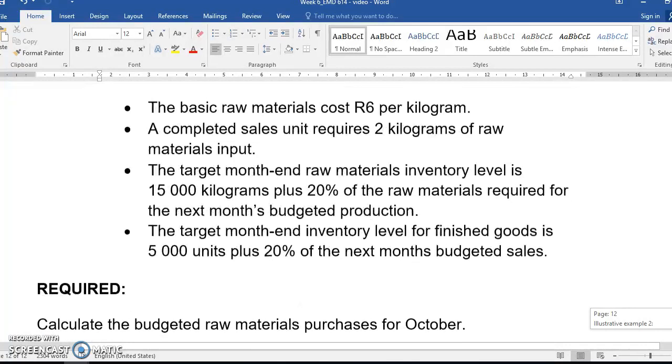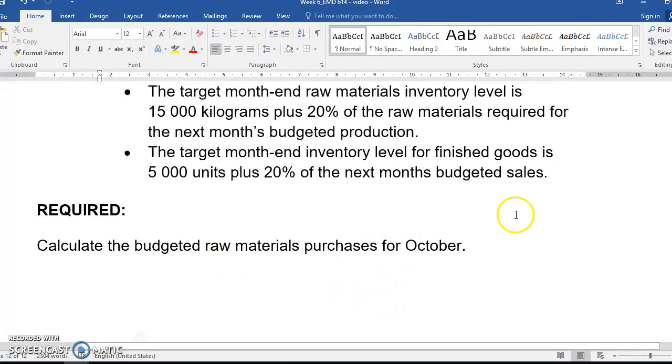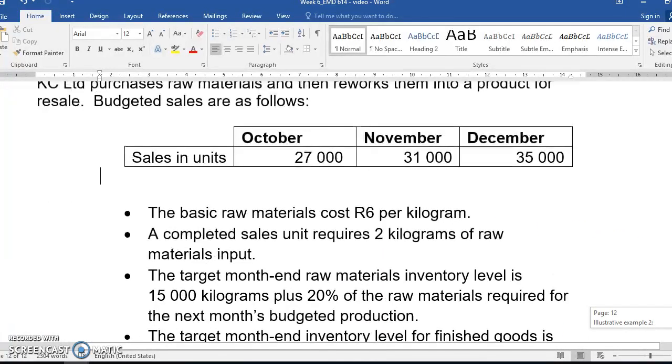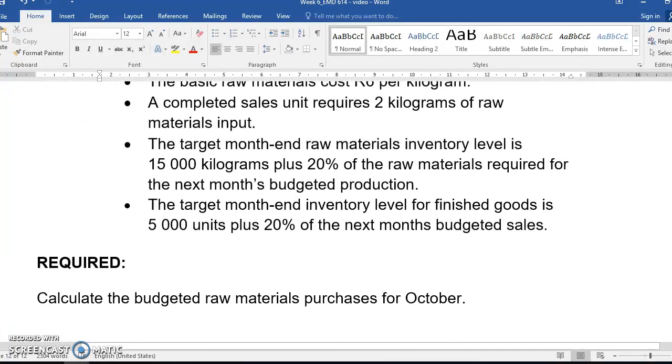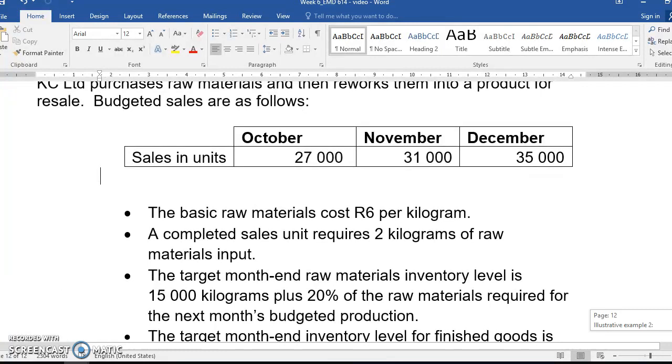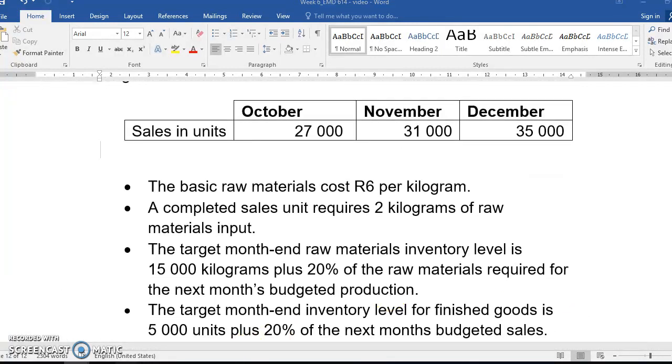The required ask is to calculate the budget of raw materials purchases for October, and this company was KC Limited. A reminder again that the process is typically we find out what sales demand is. Once we know what sales demand is, we will know how much production we need to meet that sales demand. And then once we know how much production we need, we'll know how much raw materials we need to meet the production. And that effectively will be the raw material purchases. I'm going to just show you the solution.